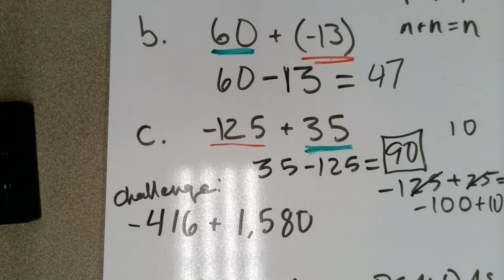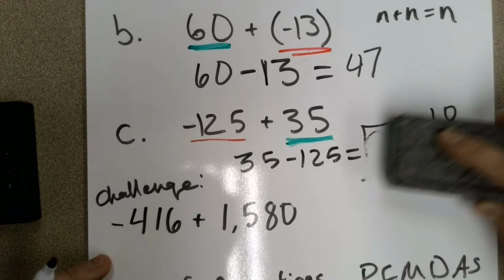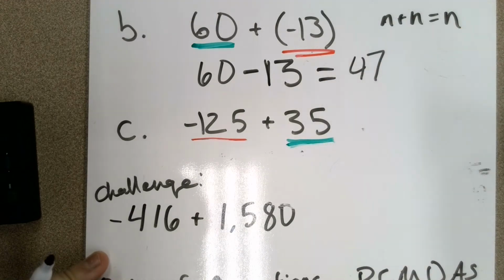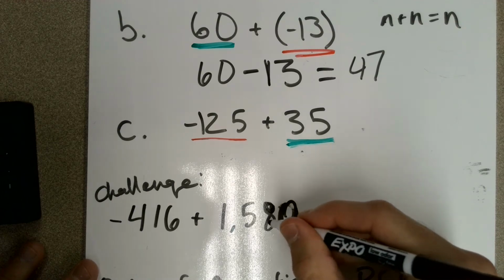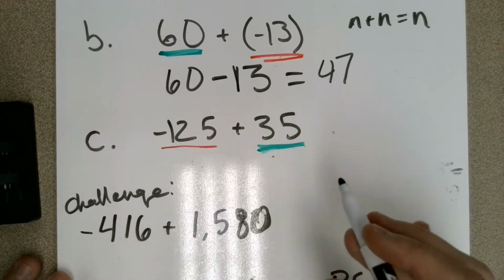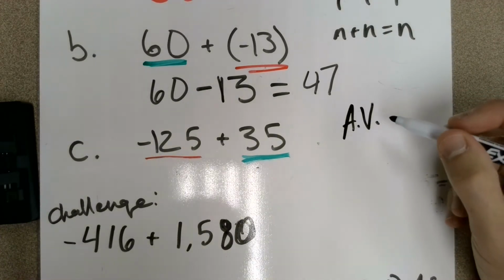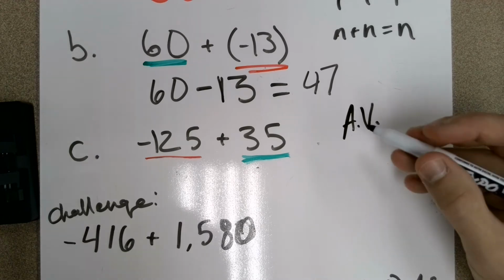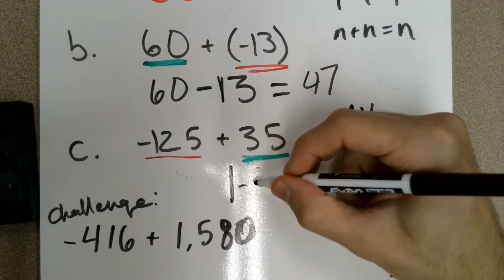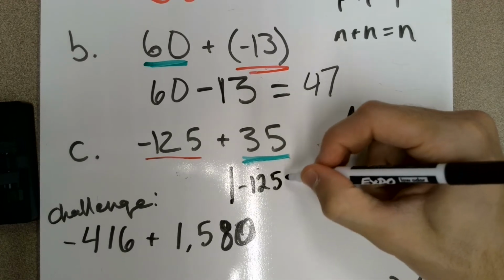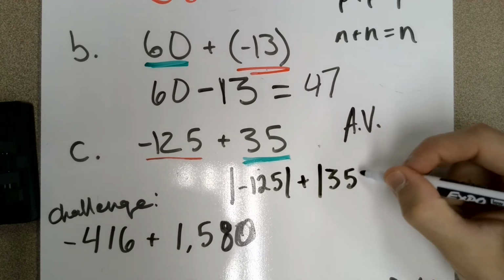I'll actually real quickly show you one different way that you could do this if that works best for you. You're welcome to do it. If not, don't worry about this method. This is the method that the book was using that I was talking about. So their idea is to use absolute values. We talked about those yesterday. They will always be positive. They show us the distance from 0. So the way that you would write this if you're using absolute values is the absolute value of negative 125 plus absolute value of 35.